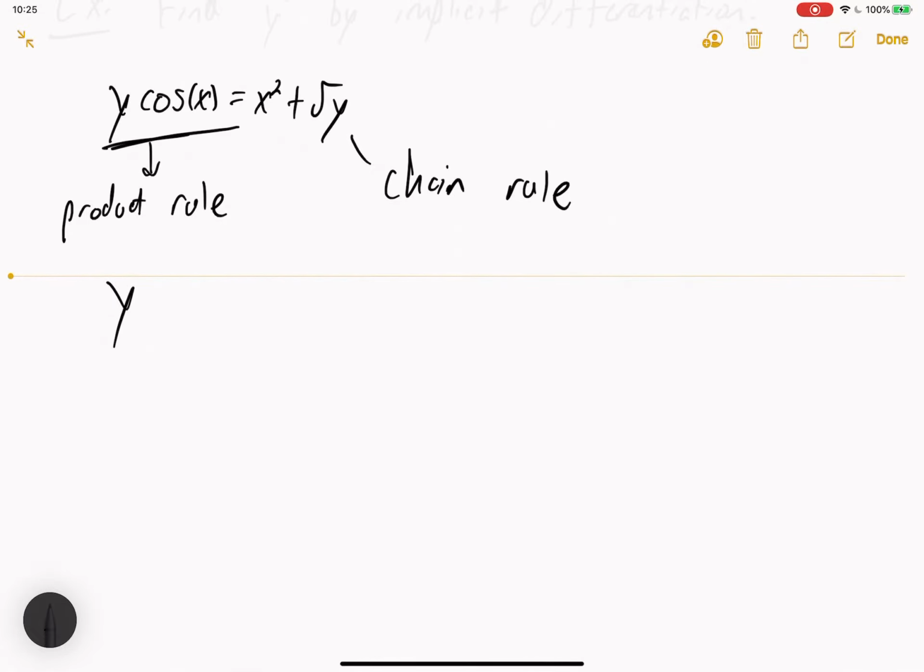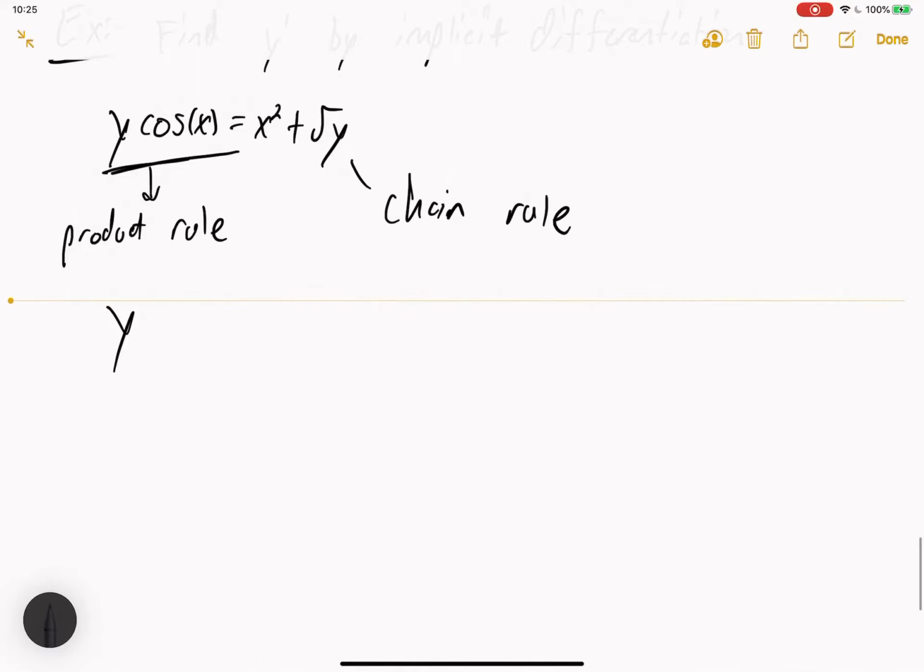All right, so the first thing we're going to do is do the product rule on the first piece. So you keep the first one the same, multiply by the derivative of the second piece. So y times cosine of x prime plus, you'll say like y prime, to mean we have to take the derivative, and then cosine of x.